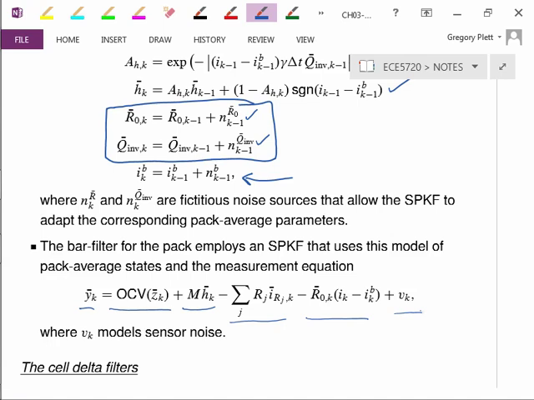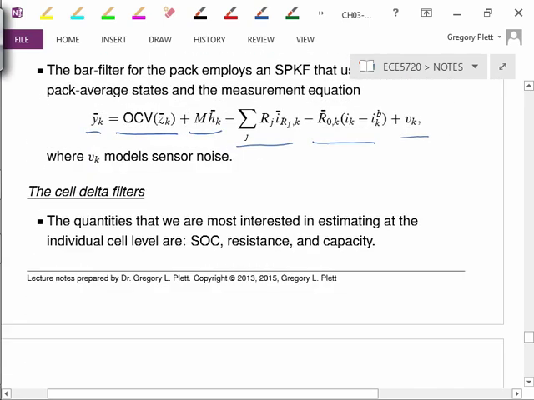That is the pack average, and that's the process by which we came up with the pack average state equation. Now we have to do the same thing for the individual cell delta filters. At the cell level, we're most interested in estimating state of charge, resistance, and capacity. We could estimate all of the other diffusion currents and hysteresis values, or we could assume that there's no difference between the cell and the pack average for those states. And if we assume there's no difference, we don't estimate them.